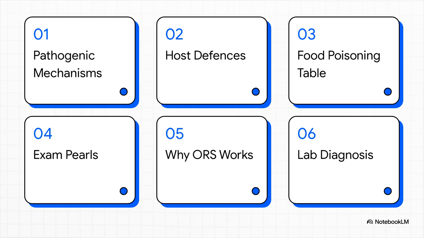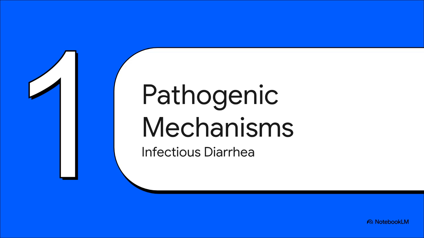Okay, let's dive right into this. Here's our roadmap for today. We'll hit pathogenic mechanisms, host defenses, the legendary food poisoning table, a few crucial exam pearls, the physiology of why ORS works, and finally, lab diagnosis. All right, first up, Section 1, Pathogenic Mechanisms.